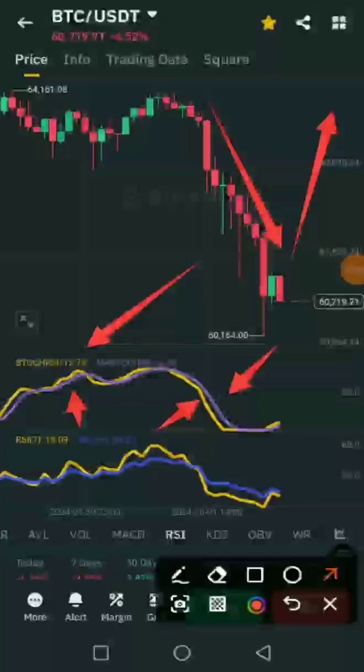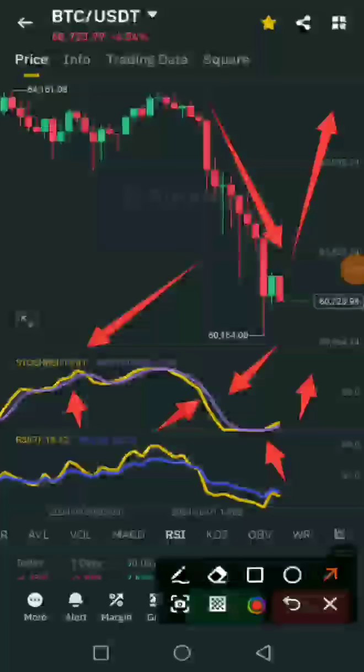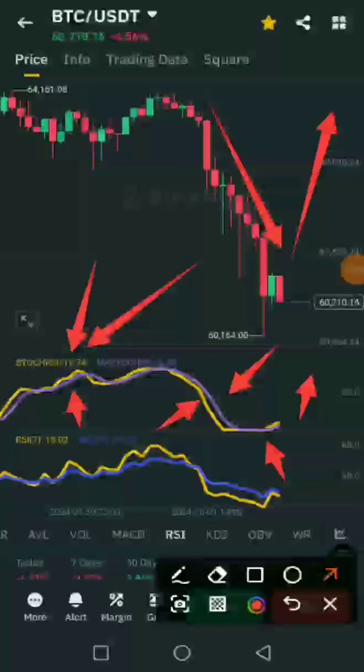And as you can see, the yellow line, which is over here, has started crossing above this purple line. Okay, it is an indication that you should buy. But before buying, wait for this stock RSI to start elevating and cross the 20. Okay, so the third indication is to use the EMA.